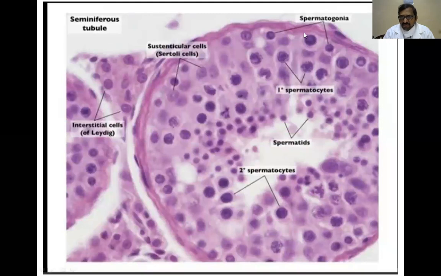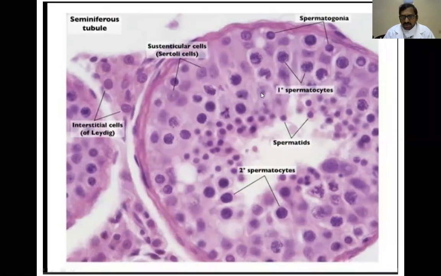Okay, from the formation of the spermatogonia up to the spermatids, that is one stage. Then the spermatids metamorphose into the spermatozoa, and this process is called spermiogenesis. The total process is called spermatogenesis. Here, only the metamorphosis of the spermatids into the spermatozoa we call spermiogenesis. Okay, these are all the different stages of the spermatozoa.